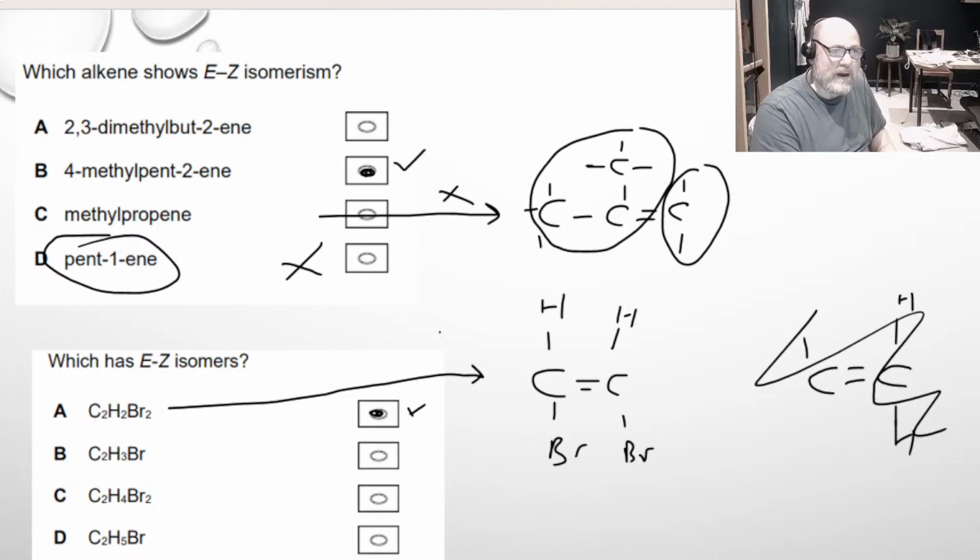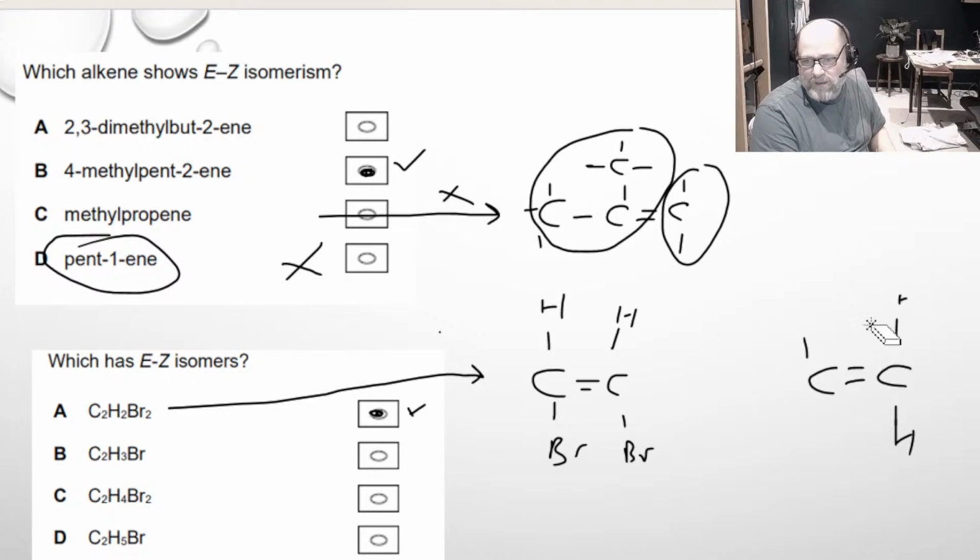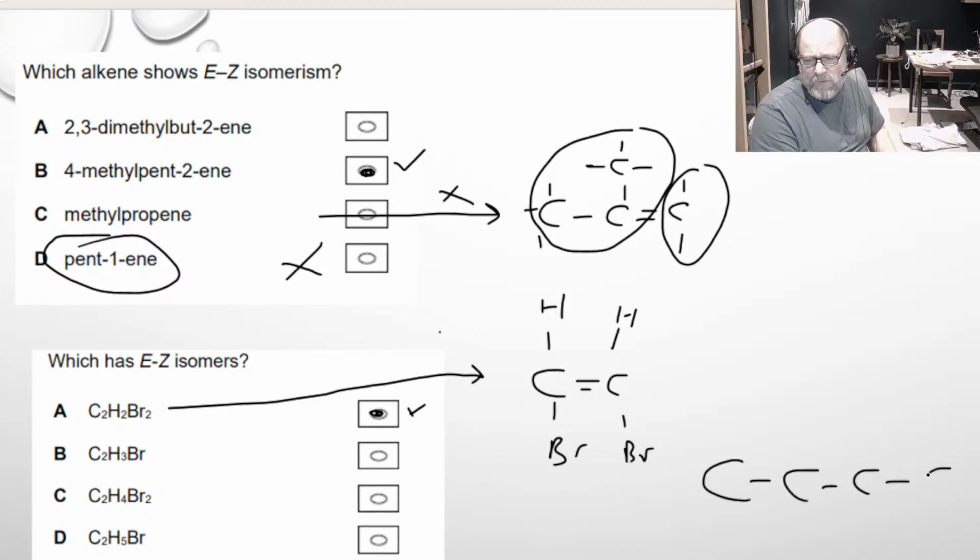Yeah, it's going to be that one. And the reason being, look, it's painful watching me do this. Right, pentene. You've got 1, 2, 3, 4, 5. Put a double bond there, and you can see I can have a hydrogen there. That's got an ethyl group coming off here.